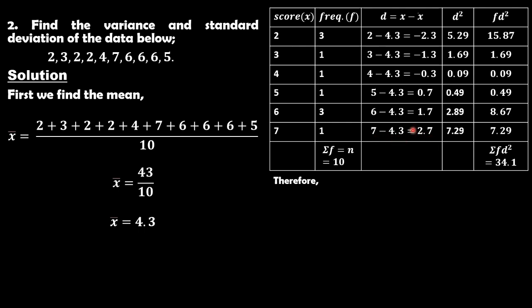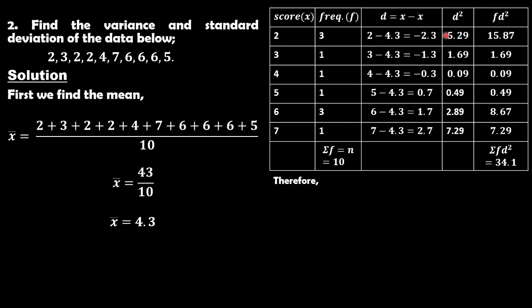Remember that this 4.3 that we are subtracting from the values is the mean that we have gotten from here. And we denote this x minus x bar by d, which stands for deviation, in this case, the mean deviation.